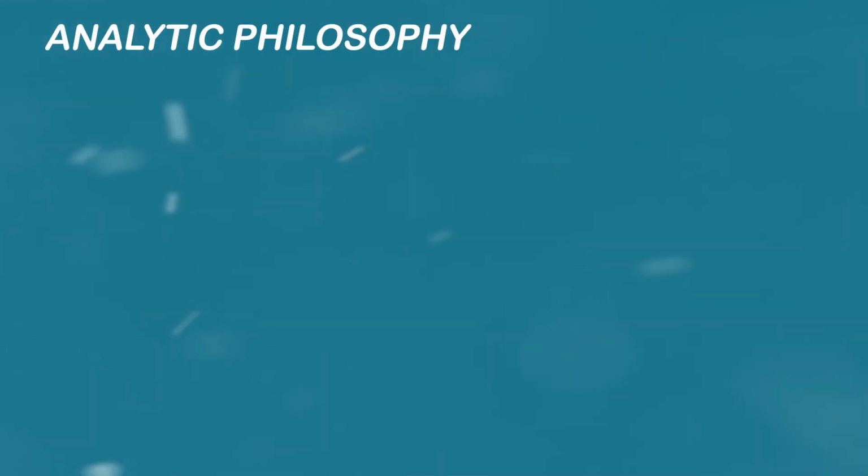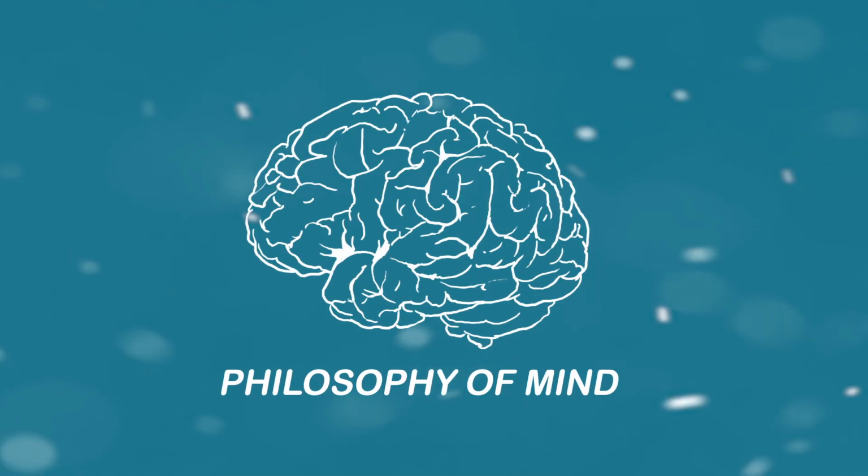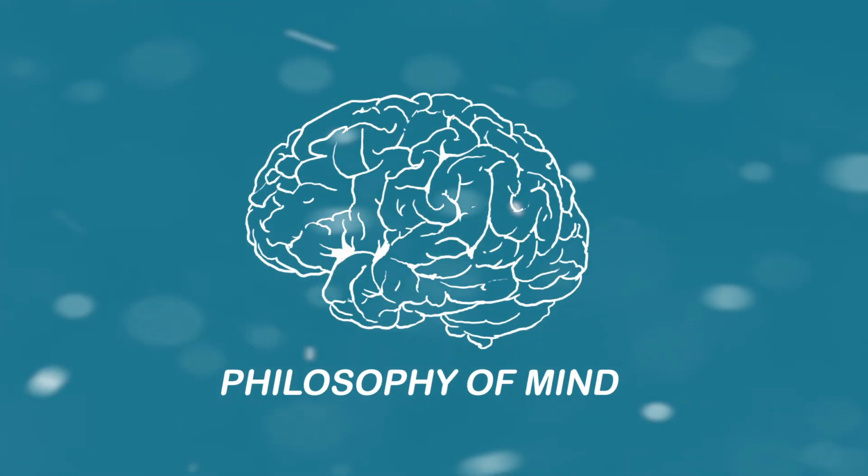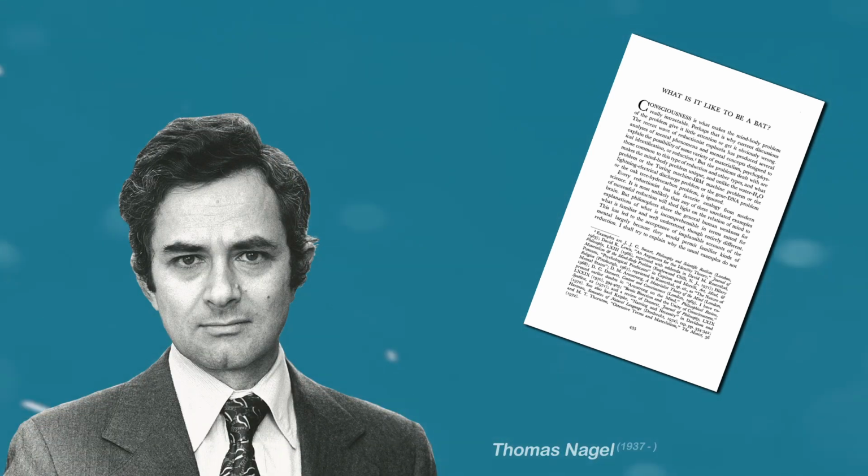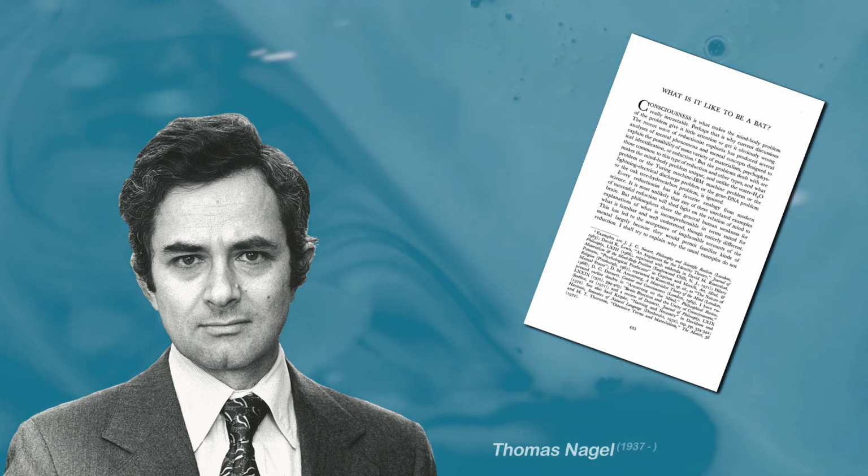In analytic philosophy, the issue of subjecthood, point of view, or subjectivity is seen as a major intractable problem in what is called philosophy of mind. In his 1974 essay, What Is It Like to Be a Bat?, Nagel argued that explaining the subjective experience of what it is like to be something is beyond the reach of scientific inquiry, since scientific understanding requires an objective perspective by definition.